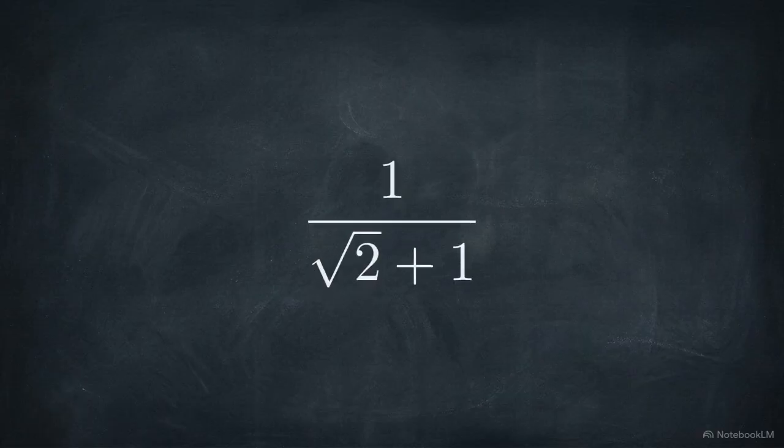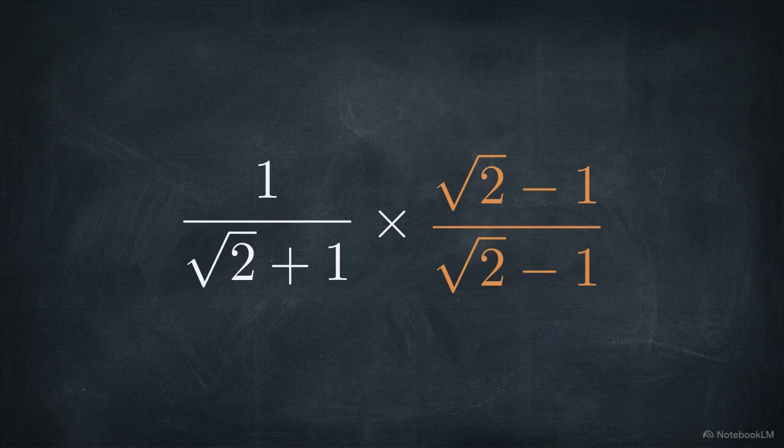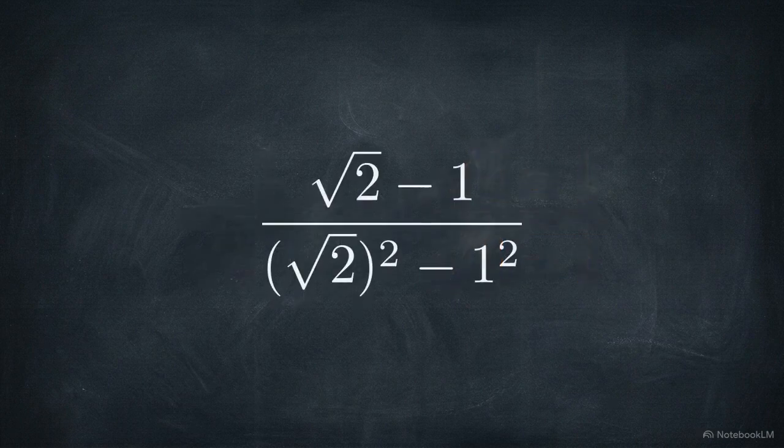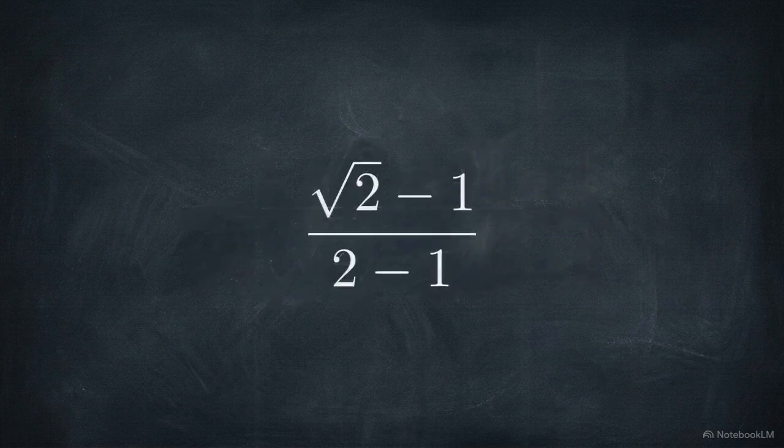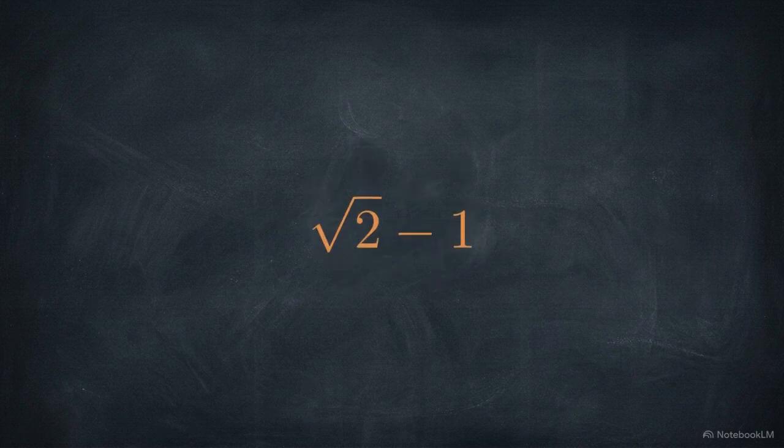Try this on your own. Pause the video and rationalize the denominator for 1 over root 2 plus 1. To clear this, multiply the top and bottom by root 2 minus 1. The bottom simplifies, leaving the final result, root 2 minus 1.